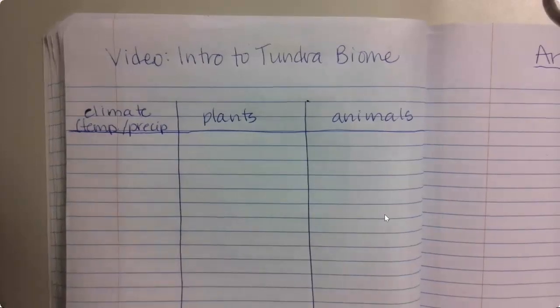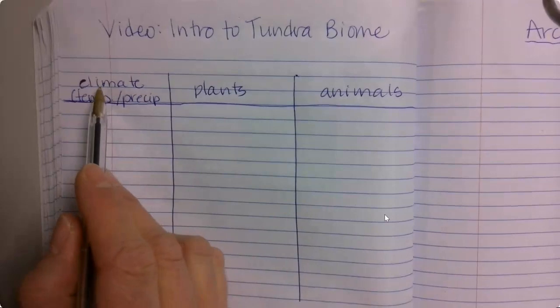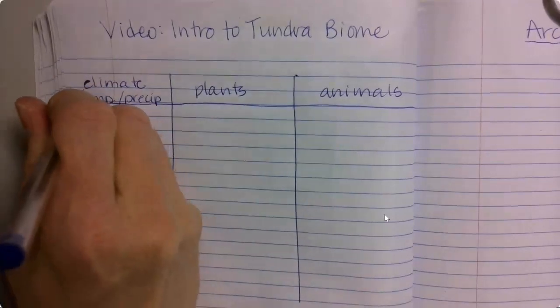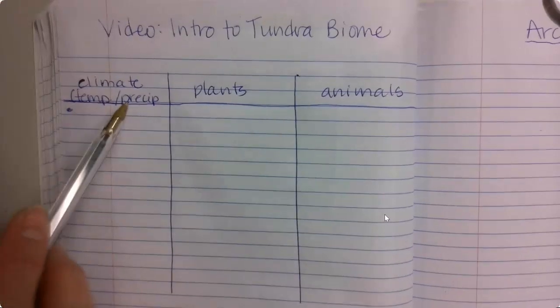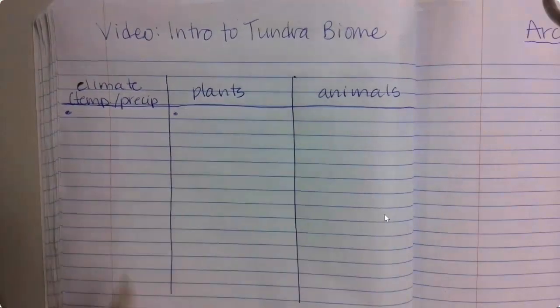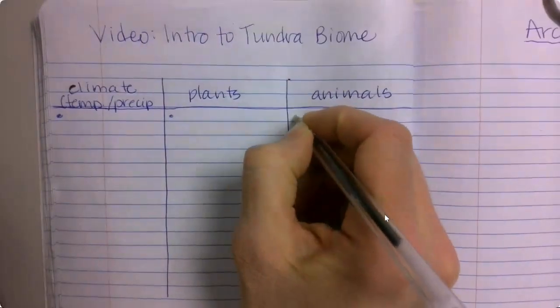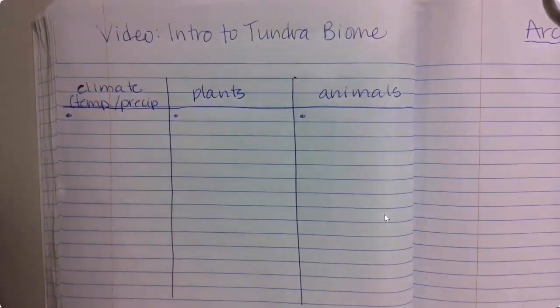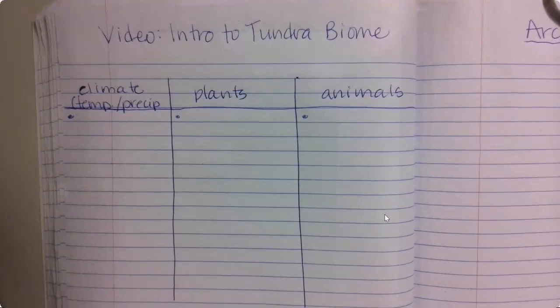I would like you to create an H chart, please. And so in the first column, you're going to be jotting down some notes about the climate, and that would include things you hear about the temperatures and about the precipitation, the moisture that falls. In the middle column, you're going to be making a list of different plants that exist in this biome. And in the final column, you're going to be making a list of different animals that live on the tundra. So go ahead and pause the video and set up your left side to look just like mine.